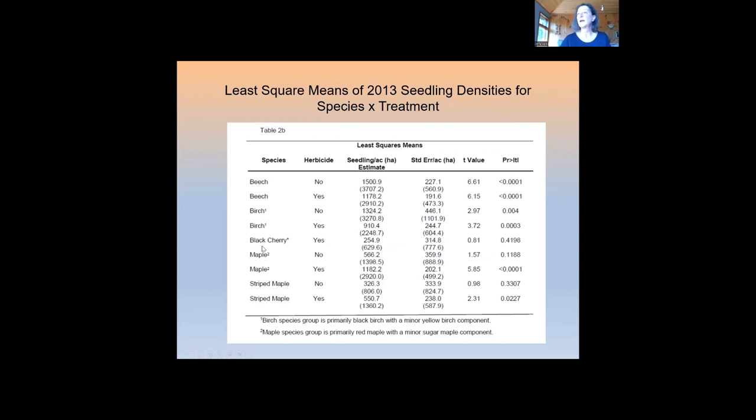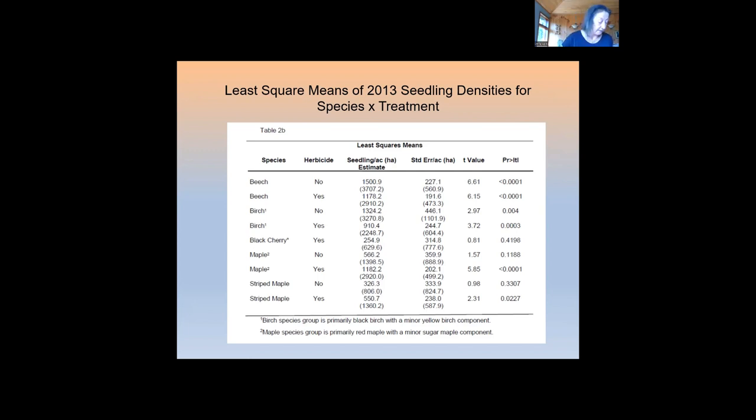Now for birch and maple, we combined yellow and black birch and red maple and sugar maple. There was very little yellow birch and very little sugar maple, so I didn't have enough data to look at them separately. So they are combined. And black cherry was only present on one plot in the no herbicide treated stands. So there was not enough data to do any comparisons with that, but it was present in plots that were herbicided.